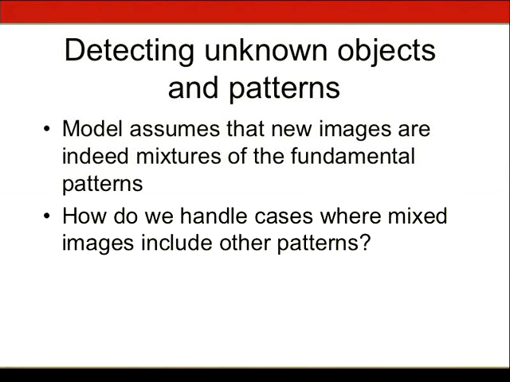Now, the model assumes that whatever images we use for training the model, the images of the pure patterns, that the images of any mixed patterns are indeed mixtures of those training patterns. But what if it's the case that, for example, there's now a third pattern or a fourth pattern that is contained in some image that we're trying to unmix? How do we check to make sure that we reject that additional pattern? So what we do is two things.